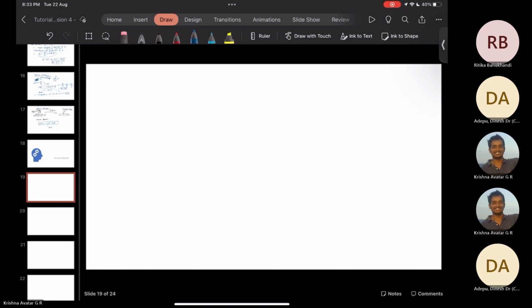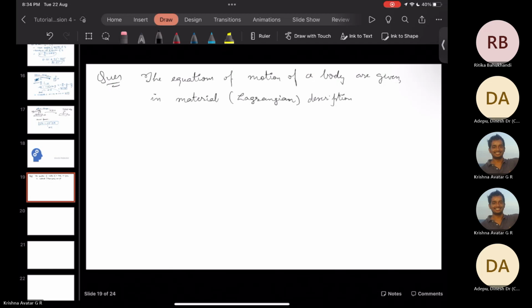Say the question is: the equations of motion of a body are given in material description, and mind you that I did not introduce the word, but it's also called Lagrangian description, by the relation as follows.